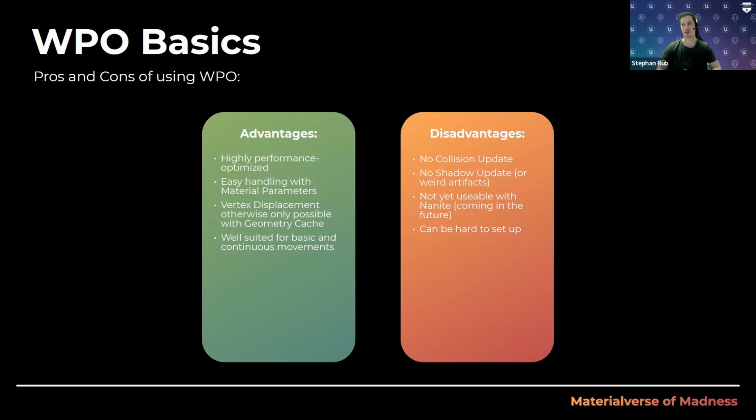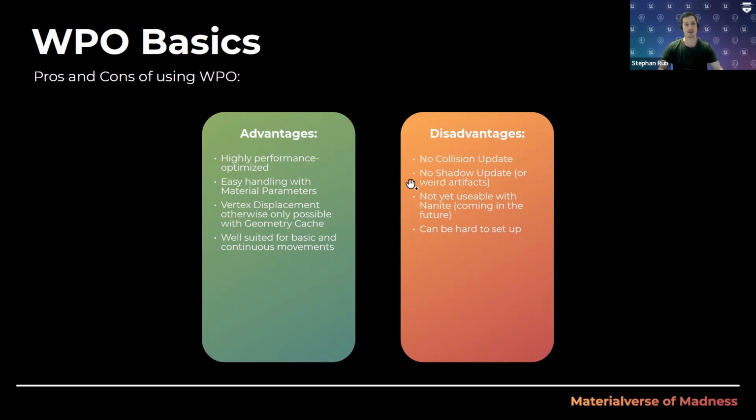I have also prepared some YouTube links for you where you can take a look at some other examples. It is also well suited for basic and continuous movement. Imagine you are a plumber and you're on your way to save the princess from this mutant turtle thing. And there are these coins that are rotating around that you have to collect. Nobody knows why you have to collect the coins, but these coins are rotating. This I would handle, for example, with the world position offset.